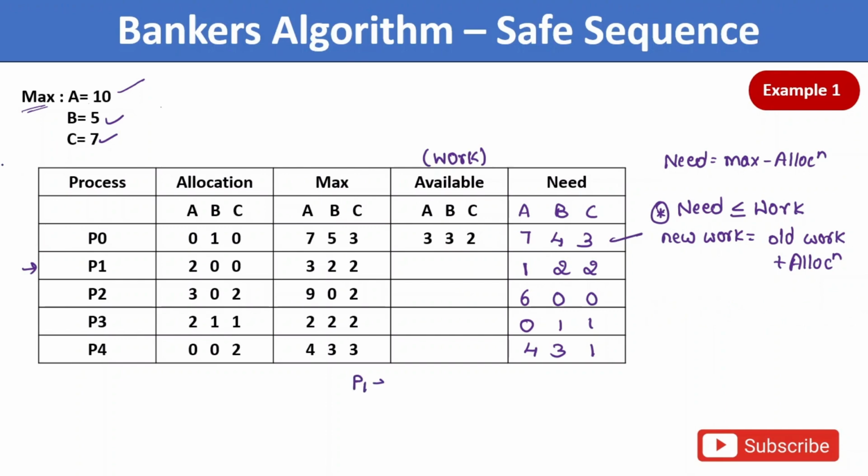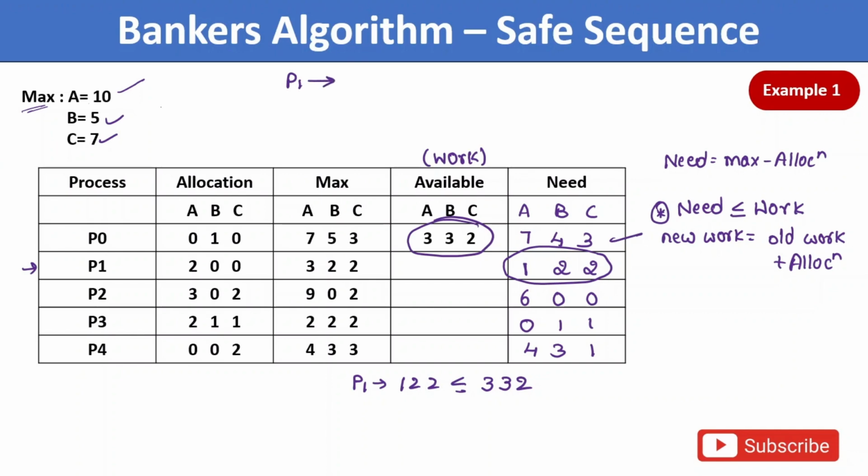Process P1's need value is 1, 2, 2. At present we are having the available or the work value as 3, 3 and 2. So now let's check the condition. 1 is less than or equal to 3, 2 is less than or equal to 3, 2 is less than or equal to 2. So the condition is being satisfied. So I can place process P1 in the safe sequence.